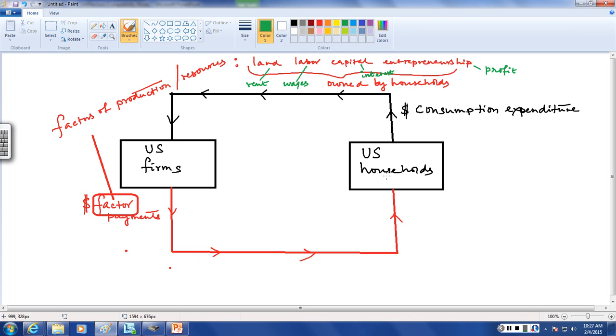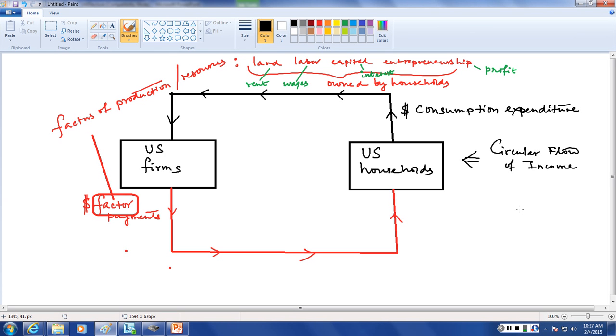Now this whole thing here, this is called the circular flow of income. This is the circular flow of income. Very important idea. Now we are shortly going to make this flow more complicated, but this is our simplest flow. Correct?